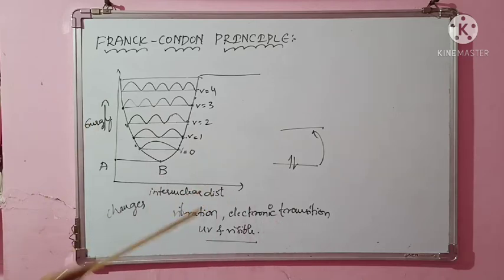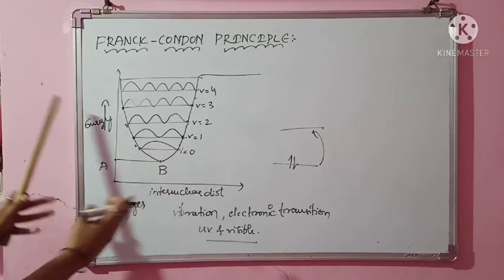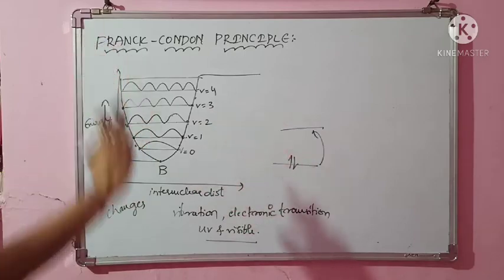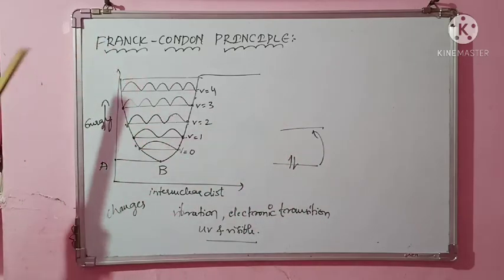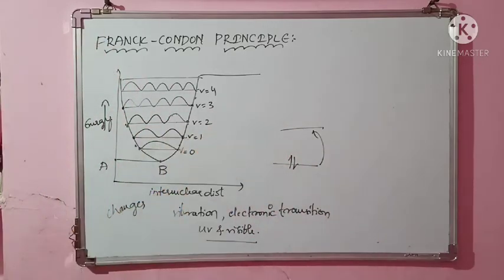But if along with vibration there is also an electronic transition taking place, what happens? Still your vibration will increase. Yes or no? Along with this vibration, electronic transition is also taking place, then your energy will be increasing and your internuclear distance also increases. Yes, this is something you can observe, and again at one point your bond will break.